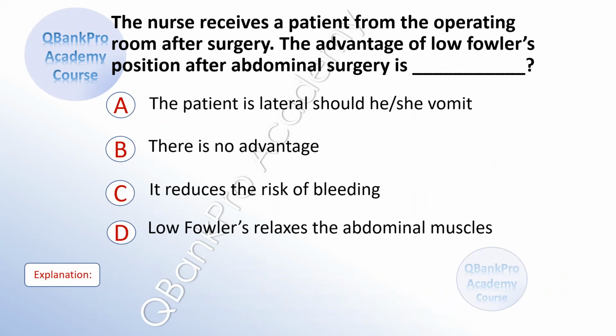The nurse receives a patient from the operating room after surgery. The advantage of low Fowler's position after abdominal surgery is: A. The patient is lateral should he or she vomit. B. There is no advantage. C. It reduces the risk of bleeding. D. Low Fowler's relaxes the abdominal muscles.